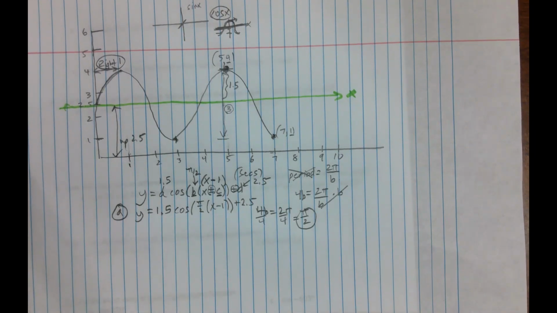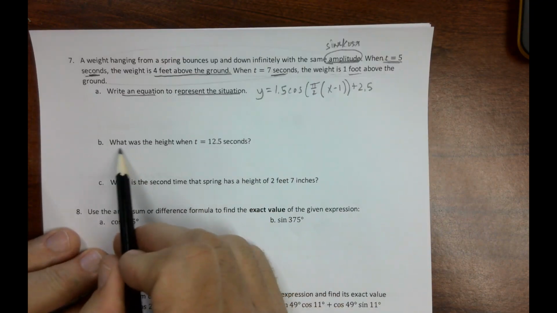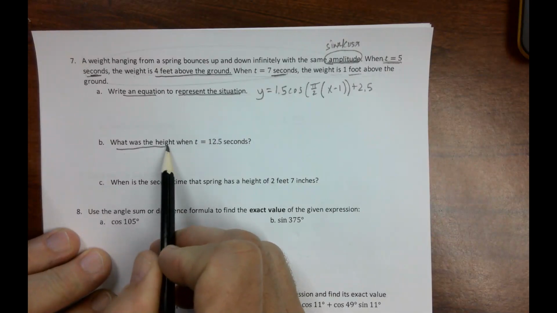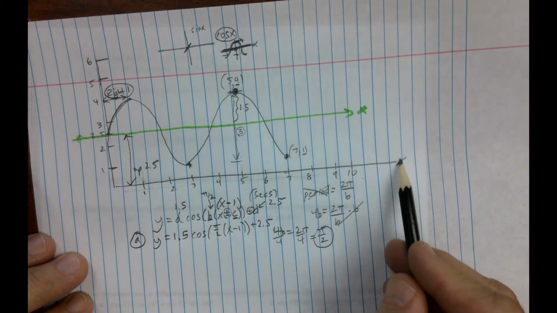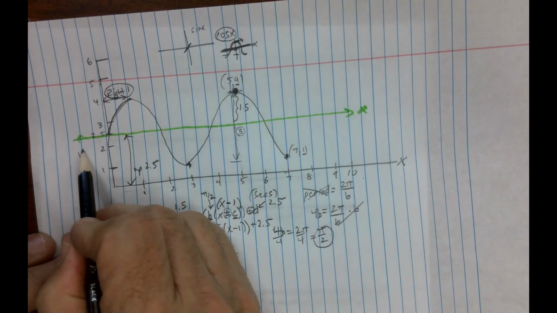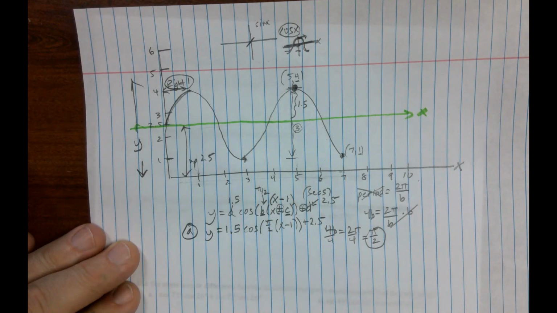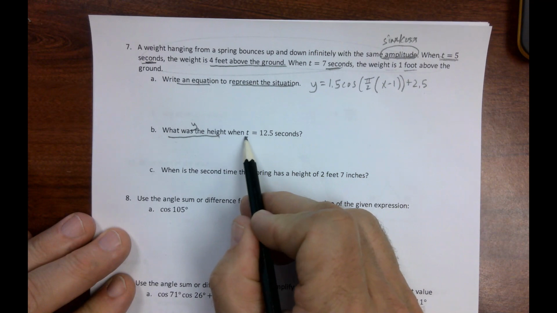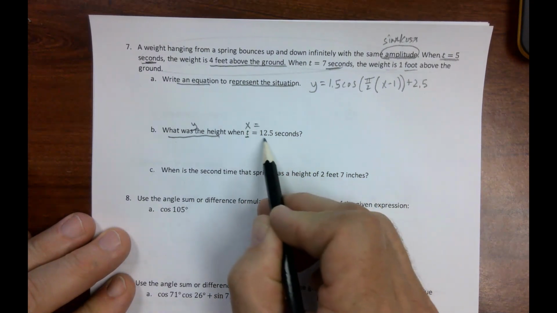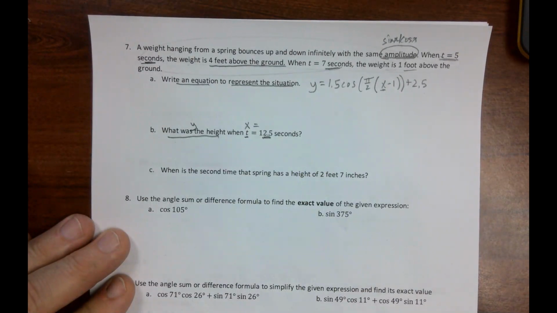All right, I'm going to pause this a second. All right, part B. What was the height? And remember, on our graph, our x-axis is time, and our y-axis is our height. So if we really analyze that, they're saying find y when t, or x, equals 12.5 seconds. So it's really just plug 12.5 in there and crunch a bunch.